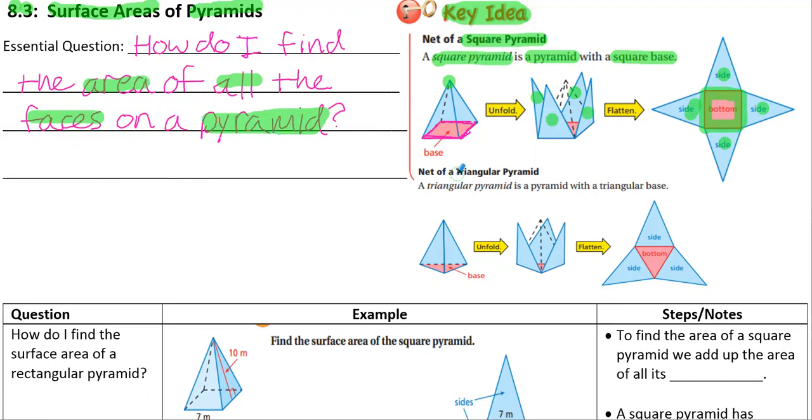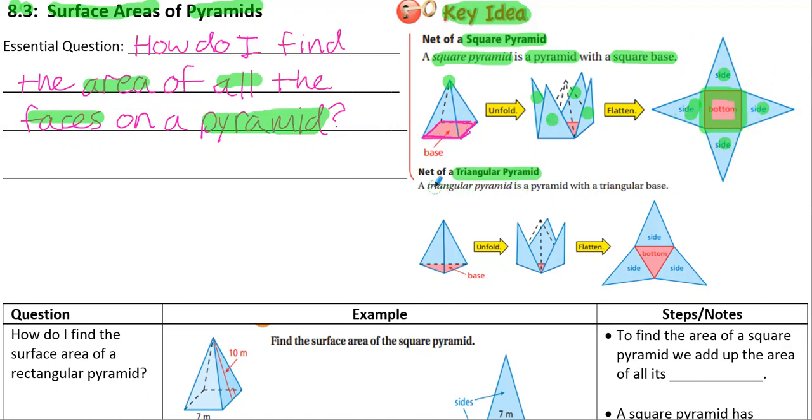Okay, how about a triangular pyramid? And this word net, I know some people have gotten confused by that. A net is just taking the 3-dimensional shape and unfolding it so it's flat. And so this here, this flat version of the square pyramid, is a net.